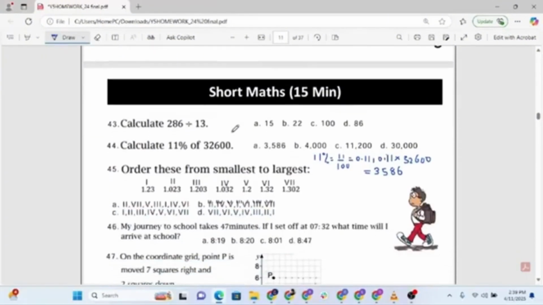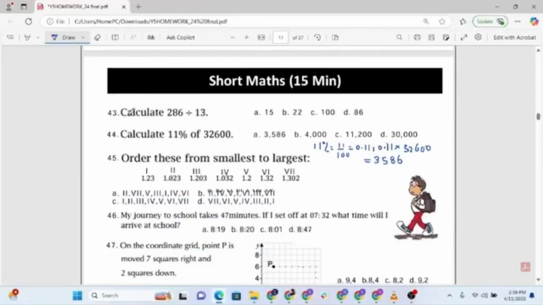Short maths. Question 43. What is 286 divided by 13? The correct answer is option B, 22. Explanation. 13 multiplied by 22 equals 286. So 286 divided by 13 equals 22.